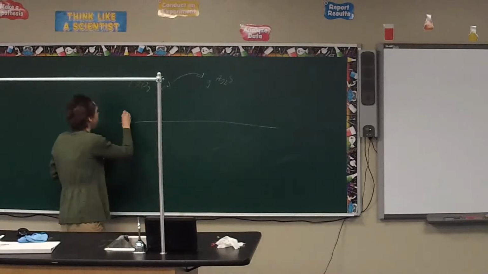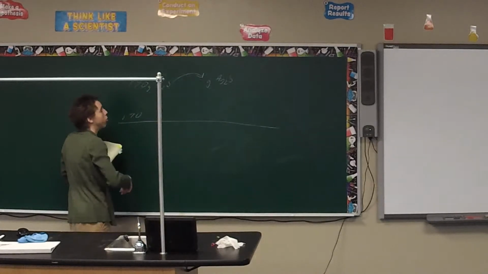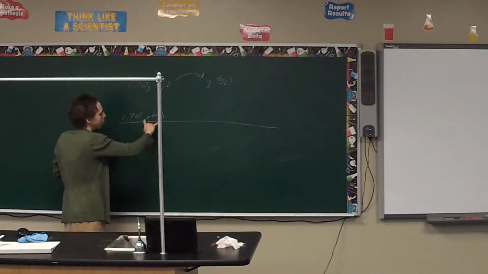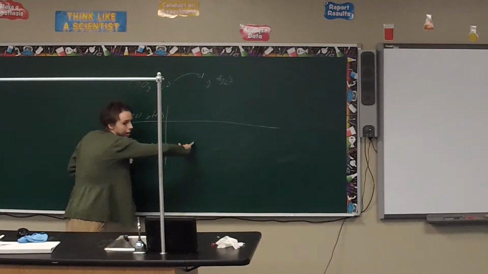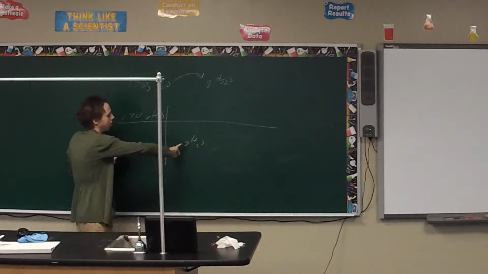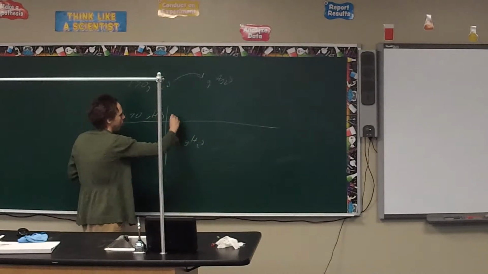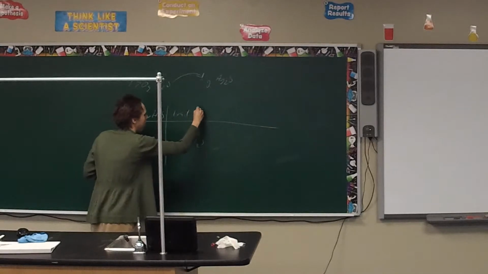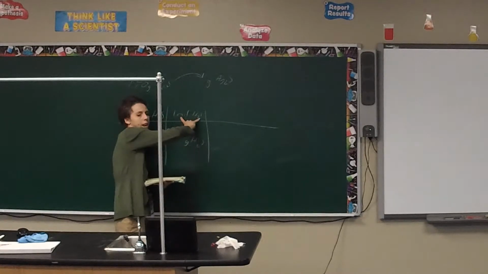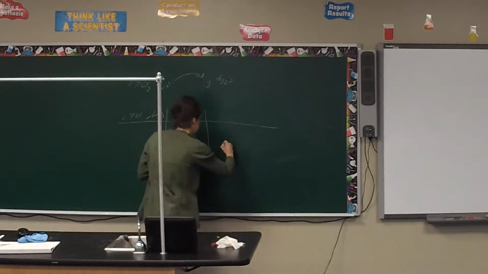Alright, I'm starting off with 1.7 grams of H2S. Now this is grams H2S. What has to go down here? Grams H2S, so my units cancel. Alright, so I'm going to go from grams to moles. So 1 mole of H2S. This is moles of H2S. What is up here? H2S. You gotta make your units match up.